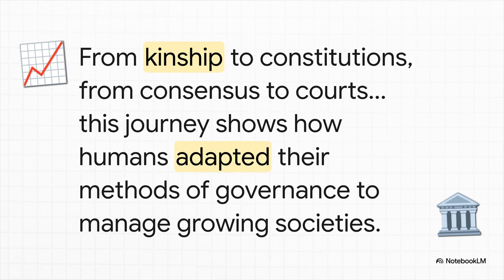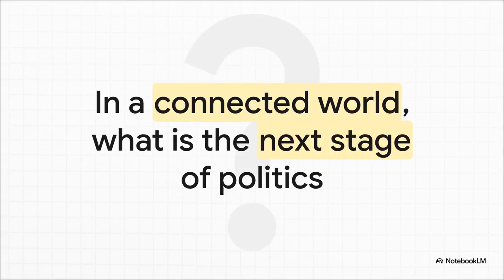When you step back and look at it all, the real story here is about human adaptability. It's pretty incredible, actually. As our societies got bigger, our problems got bigger, and our methods of governance had to evolve right along with them. We went from making decisions based on family ties to writing constitutions, from talking things out to building court systems. We adapted. And so that leaves us with one last big question, and this one's for you to think about.